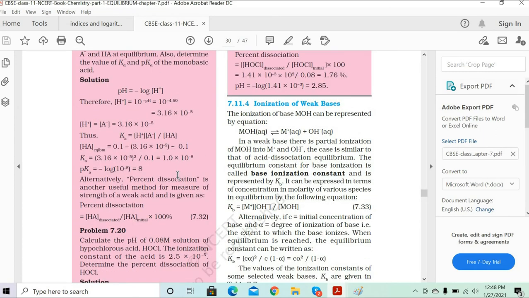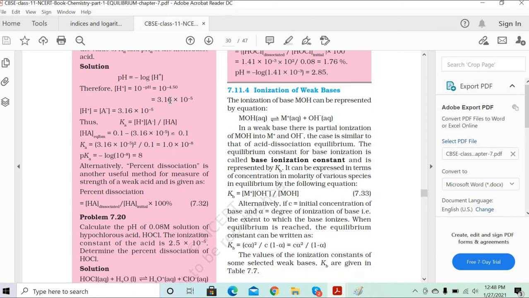Now let's go to the ionization of weak bases. Write the equation MOH, a base. So all your acids are done. Now we have to go with the base. The base has the hydroxide ion present in the metal part, MOH. So MOH in the aqueous state will give you the M plus and OH minus ions. The equation MOH at the equilibrium stage will become M plus and OH minus ions.